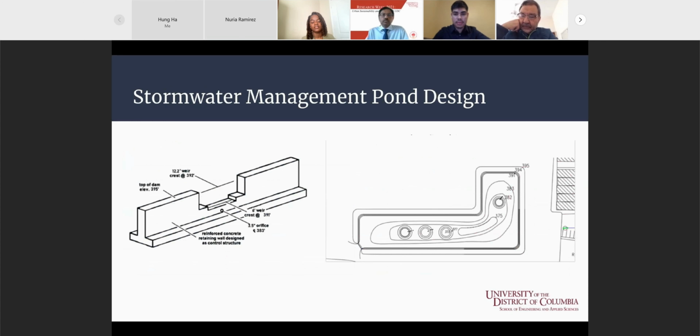So finally, I have the stormwater management pond design. On the left, we have the dam requirements and dimensions. And on the right, we have the pond design that Lux Horizon has. And that's all for me. Thank you so much for listening. I'm going to pass it on to Kalki then.